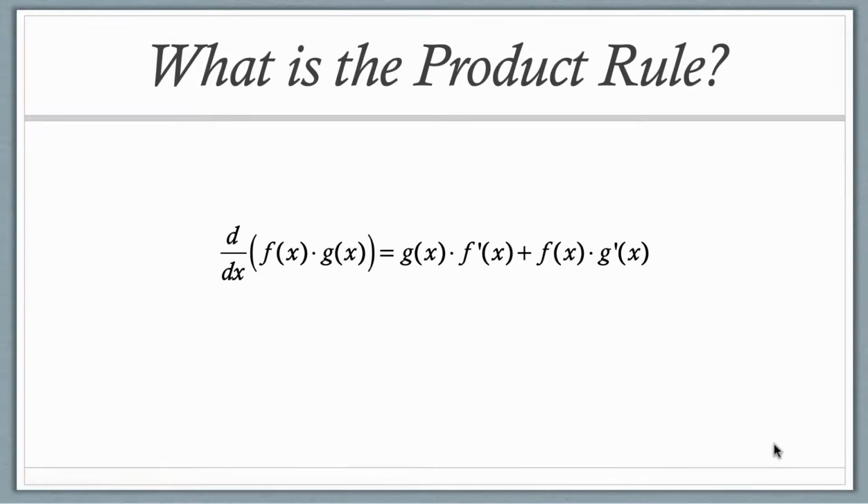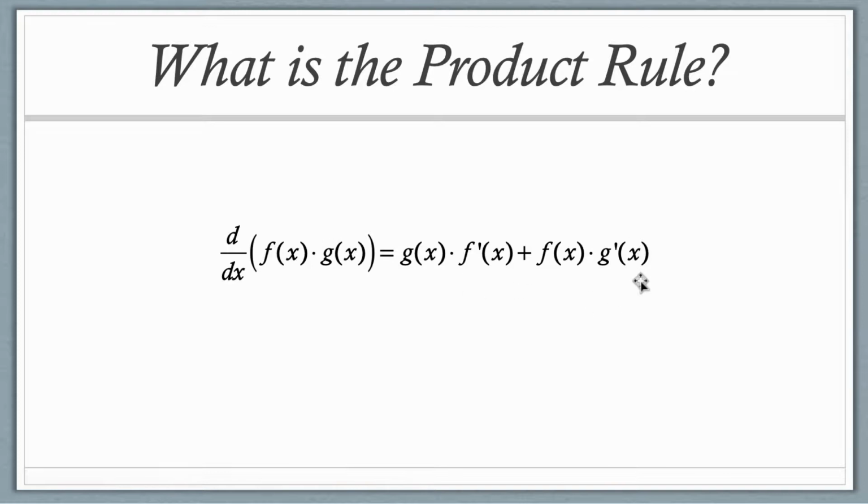The product rule is just a formula for differentiating a problem in which we have one function multiplied with another function. So as you can see here, we are looking for the derivative of a function f of x times another function g of x. There's a couple ways you could write this formula, but this is the way that I always write it.